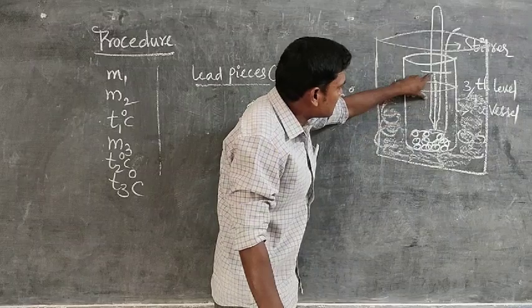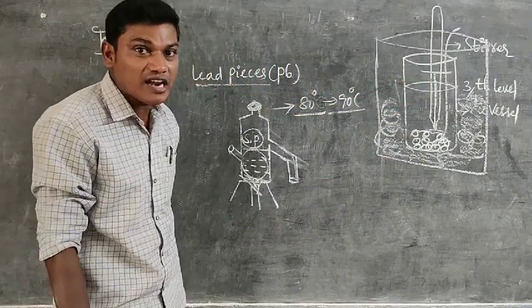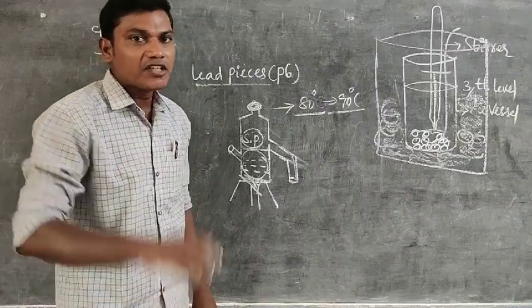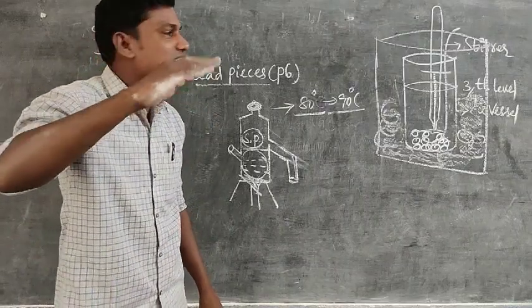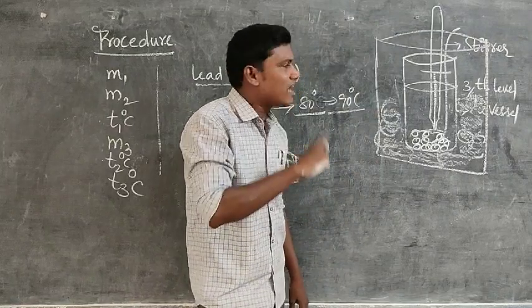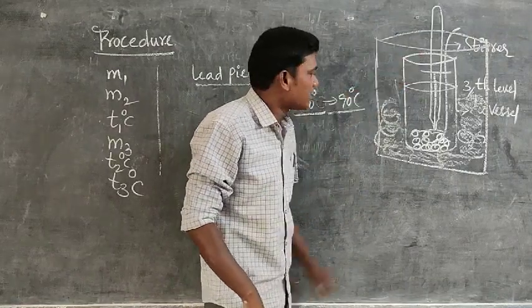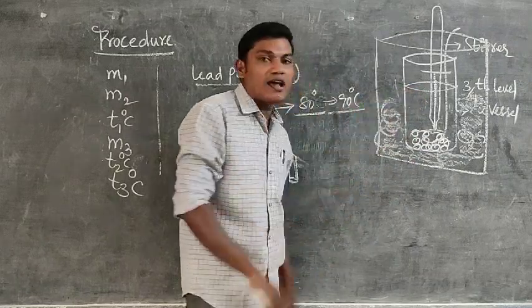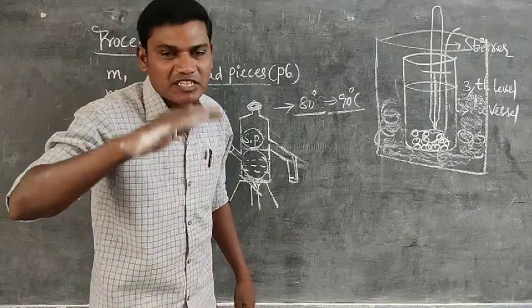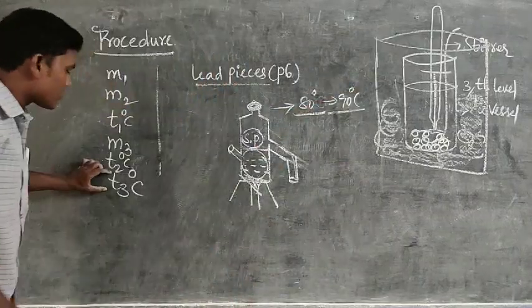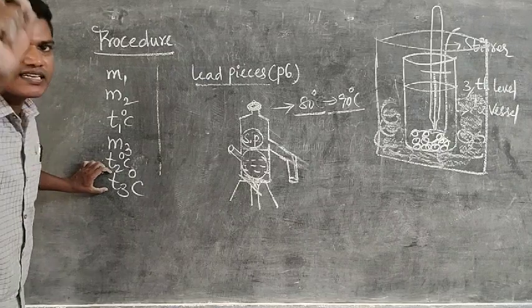When the temperature reaches one particular position on the thermometer, we observe that for a few seconds there is no change or rise in the temperature on the thermometer. What that means is that at this temperature the solid pieces, water and copper vessel, these three, are in thermal equilibrium. That is nothing but they have a common temperature. That common temperature we note as T3 degrees Celsius.